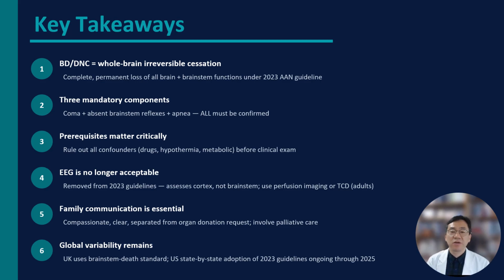4. EEG is no longer acceptable as an ancillary test. It was removed in 2023 because it only assesses the cortex, not the brainstem. Use perfusion imaging or TCD in adults instead. 5. Family communication is not optional. It's a clinical skill. Be clear, be compassionate, and keep the brain death conversation separate from the organ donation conversation. 6. Global variability is real and ongoing. The US is working toward state-by-state adoption of the 2023 guideline, but different countries use different standards. Know the legal context in which you practice.